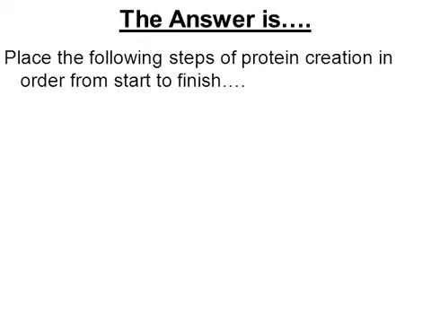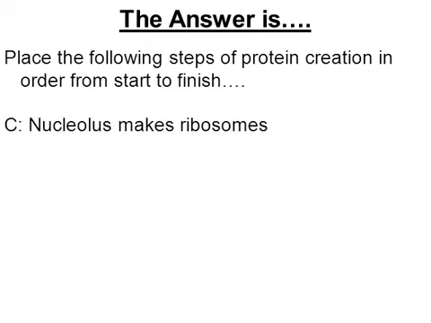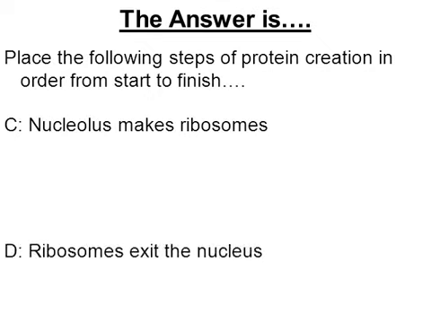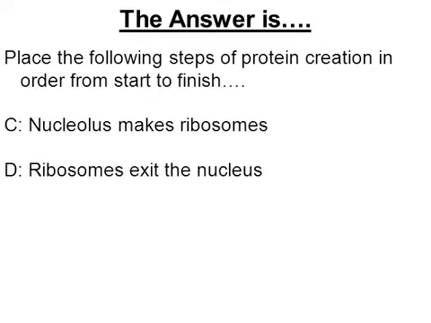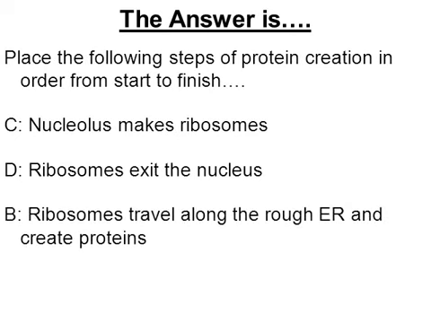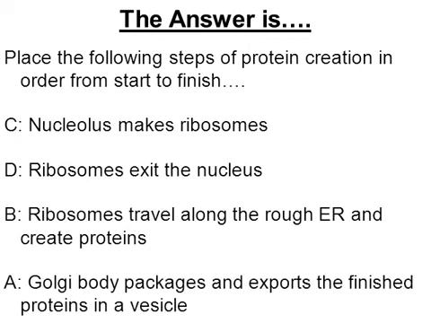So the answer is, I hope you chose step C first. The nucleolus makes ribosomes. And then I hope you chose D. Ribosomes will exit the nucleus. And then I hope you chose B, the ribosomes are going to travel along the rough ER and create proteins. And then finally, I hope you chose A, the Golgi body will package and export the finished protein inside of a protective vesicle.